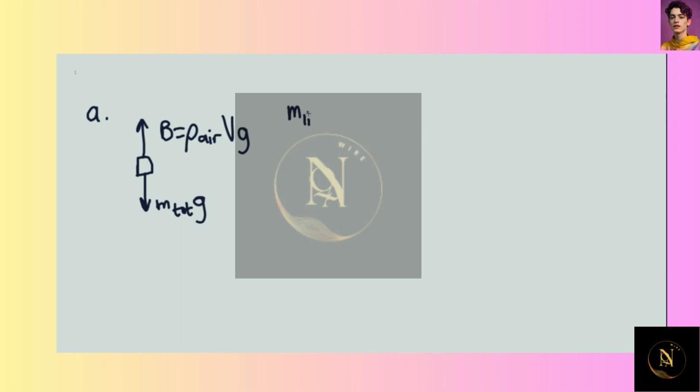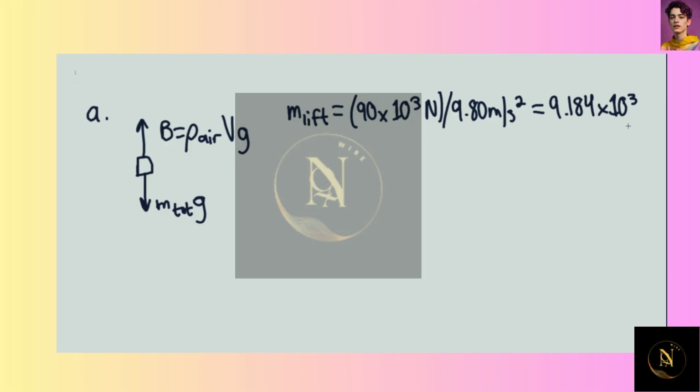We can say mass of lift. This would be equaling 90 times 10 to the third newtons divided by 9.80 meters per second squared. This is giving us 9.184 times 10 to the third kilograms for mass. So the mass total would be equaling 9,184 kilograms plus the mass of the gas.